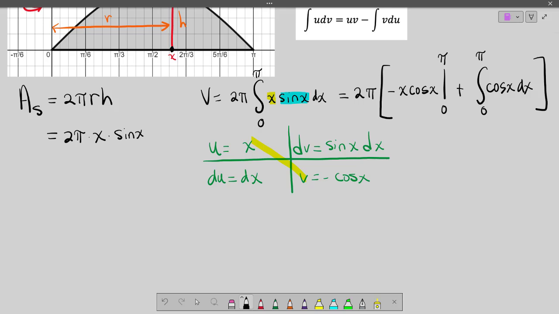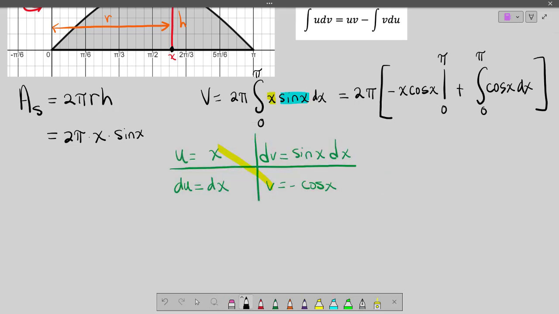If I had left the 2 pi inside, then you just don't have to deal with the big brackets, and the 2 pi is on the inside already. Okay, so let's integrate, and then we'll do all the evaluation at once. So we have minus x cosine of x. Antiderivative for cosine? Sine. Derivative of sine is cosine. Anti of cosine is sine. So that. And we are going to go 0 to pi for the whole thing.